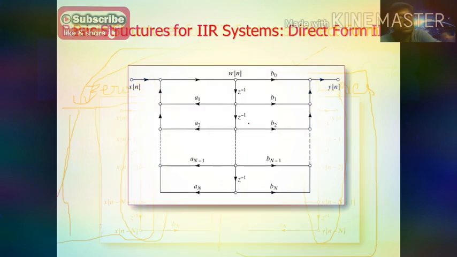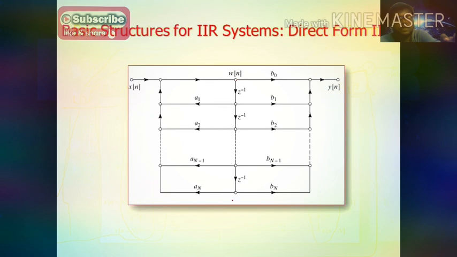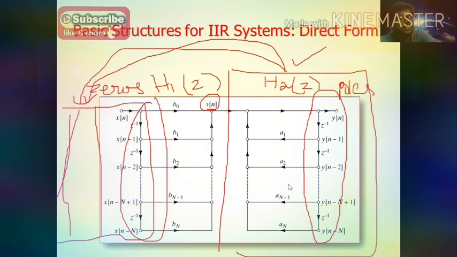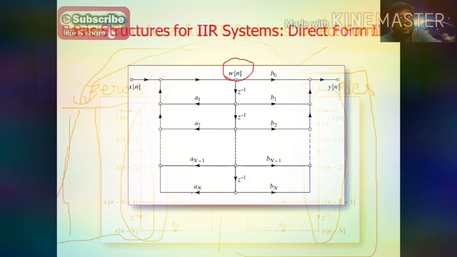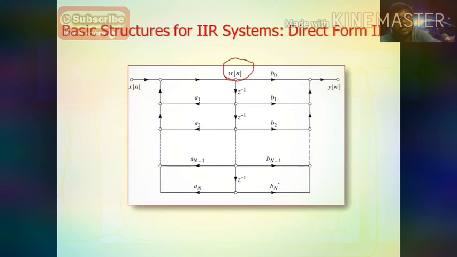Look at the slide. Instead of this, I take a common delay element. So now your v of n or w of n is common for both transfer functions. Now a1, a2, up to a n minus 1 come at the left-hand side, and b0, b1 come at the right-hand side. So this is the structure for direct form 2. Automatically the number of delay elements is reduced, so it requires less memory. This is the advantage of going for direct form 2.